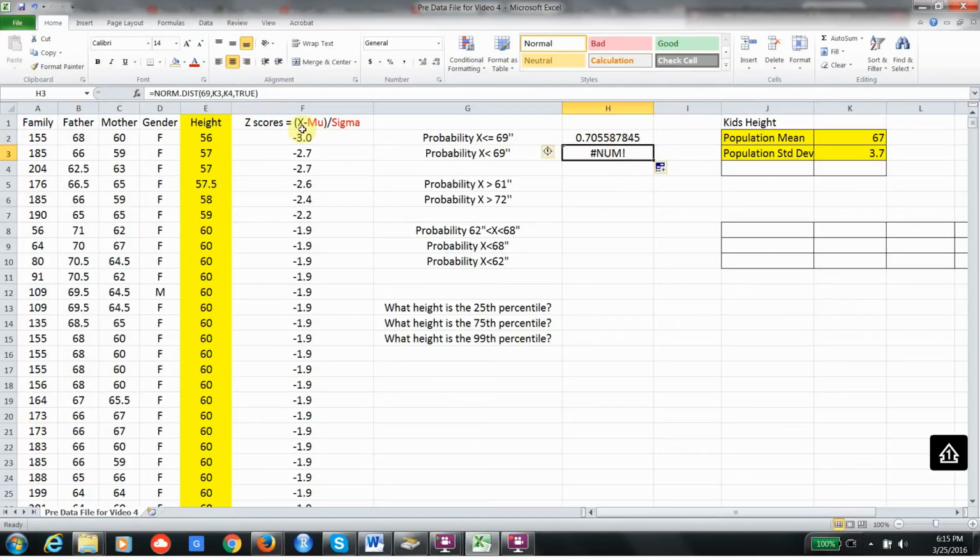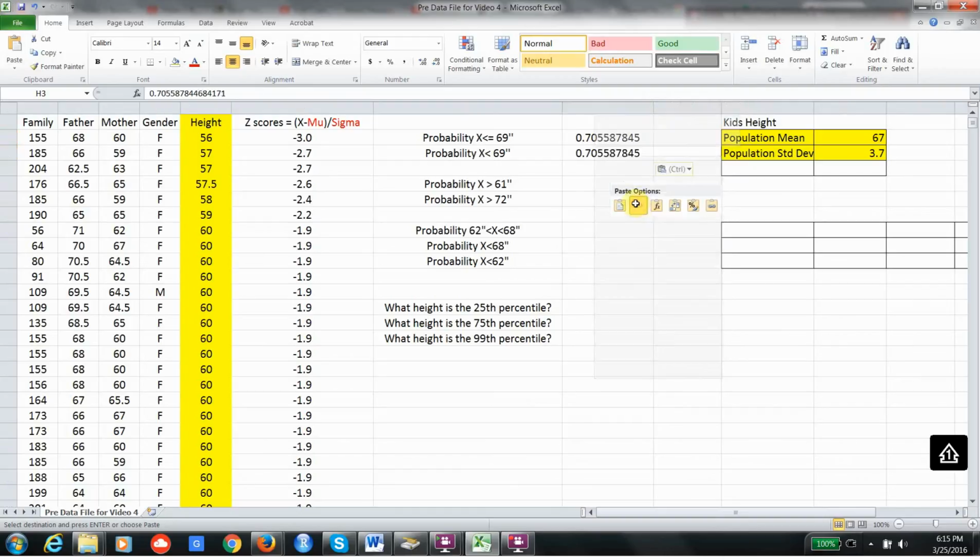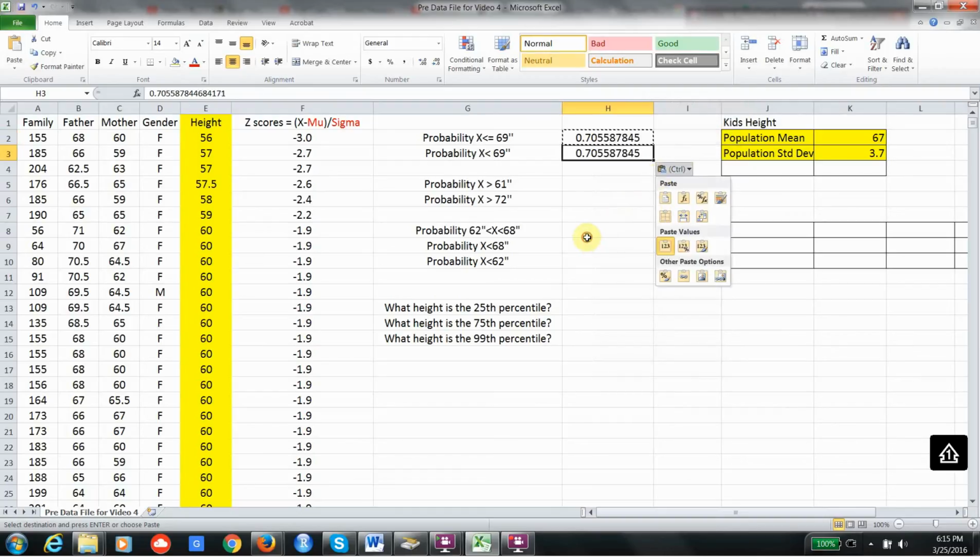Oh, never mind. It dragged these down, I think. Hold on. 69, K3, K4. Oh, I didn't anchor these, that's why. So let me just go ahead. I'll just copy and I'll paste this as a value. There we go.